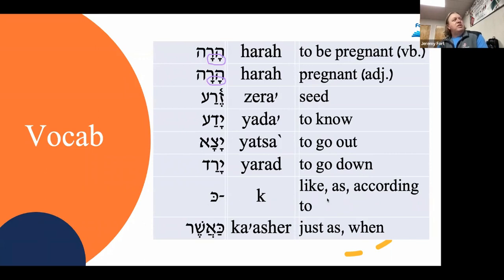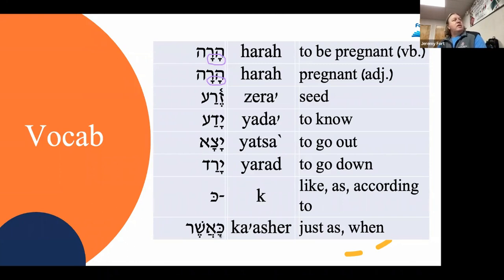So another preposition means like, as, or according to. So we have 3 prepositions: be, la, ka. And they will always be prefixed to a word. They will never stand alone. Ever. They will always be prefixed to a word.